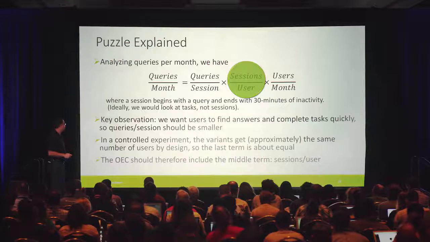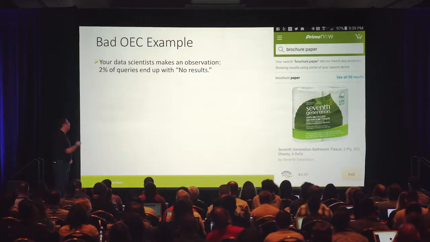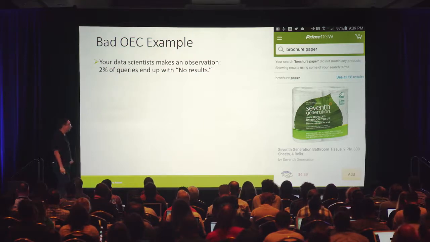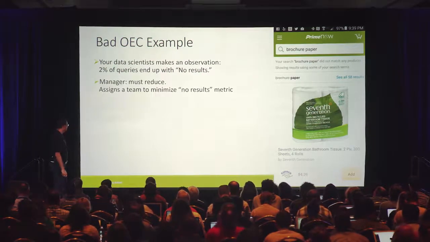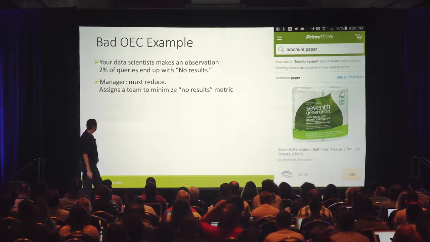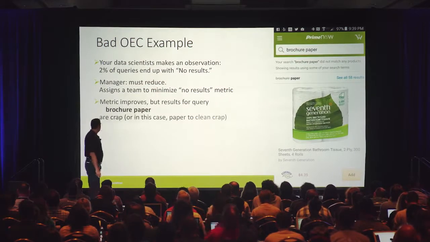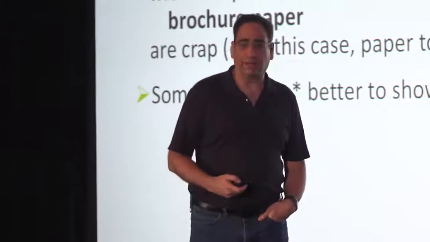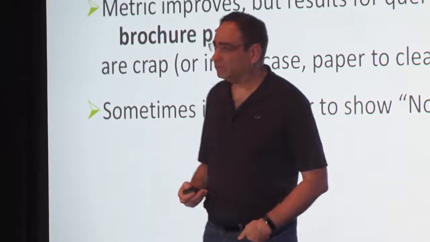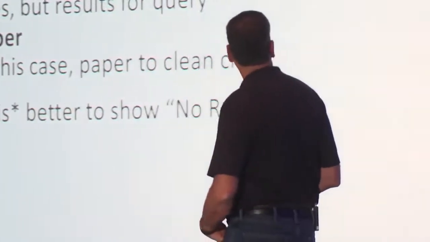If you get users to come back to your site more, that's a really good winner. Another simple example that I saw a few days ago: a data scientist makes an observation, 2% of queries have no results. Therefore, some manager says, you must reduce this. A team is assigned to minimize no results, and then the metrics improve, but what happens? I search for brochure paper, and all I get is crap or paper to clean the crap. Right? Real example from 4 days ago. So sometimes it is better to show no results. I do not have brochure paper on Amazon Prime now.